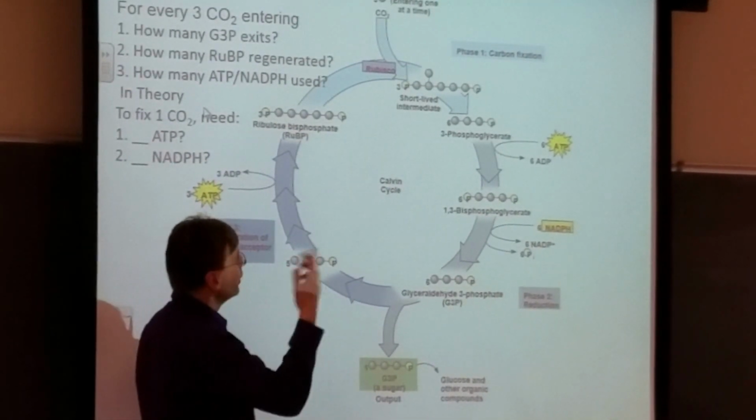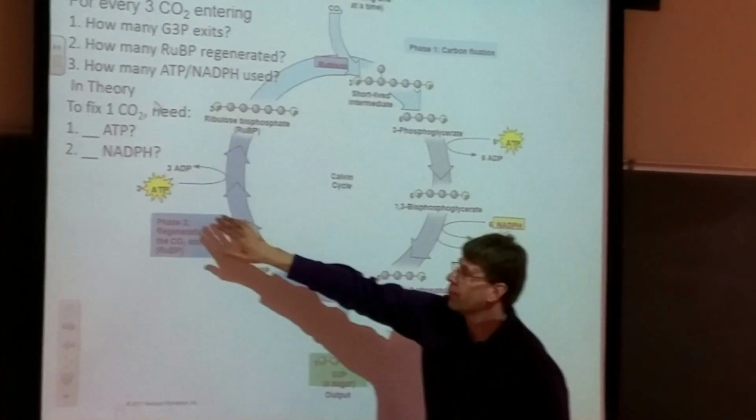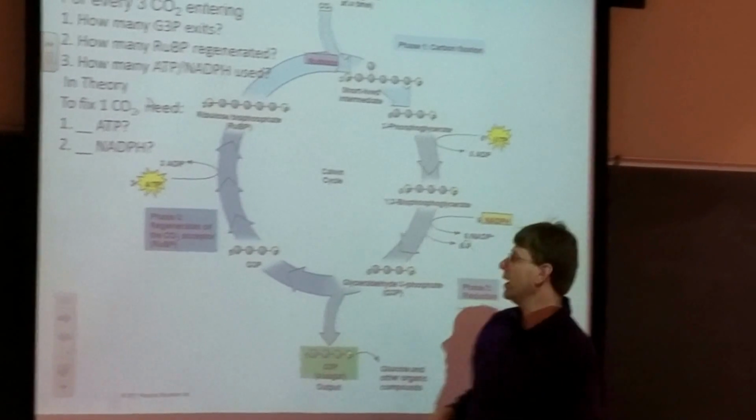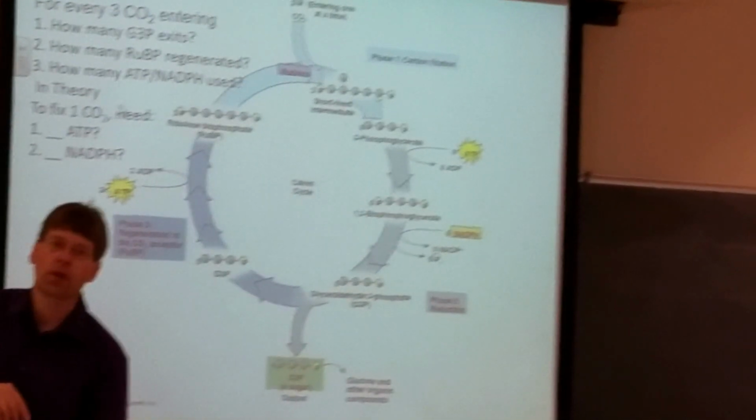So for 3 CO2 entering, you're going to need 6 ATP here and another 3 ATP here, so that's 9 ATP from the light reactions, and you'll need 6 NADPHs from the light reactions.